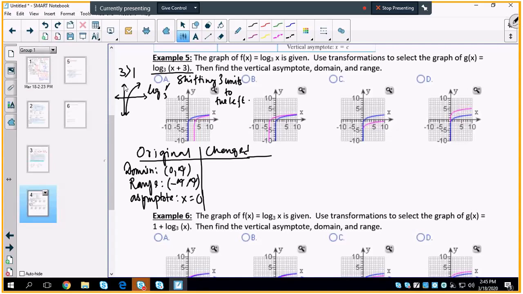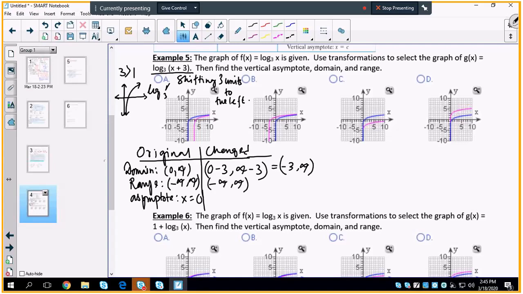Remember, your change is subtracting 3 from x. So you get 0 minus 3, infinity minus 3, because these are x on the domain, and the answer is going to be negative 3 to infinity, as subtracting anything from infinity will not essentially change anything. Range, well, I did not change anything on the y-axis, so it stays negative infinity to infinity.